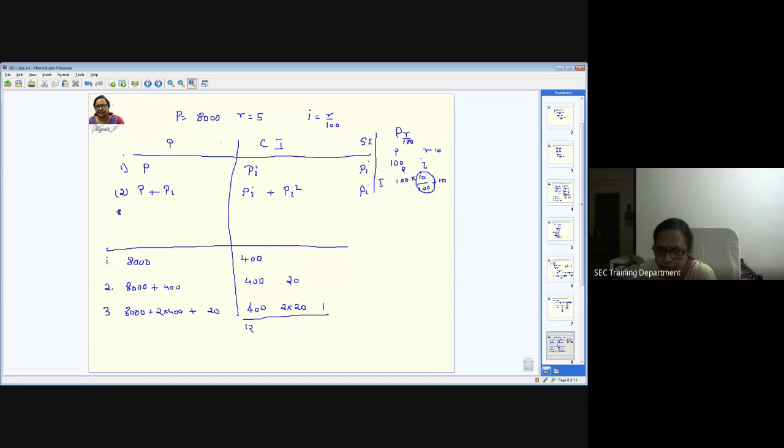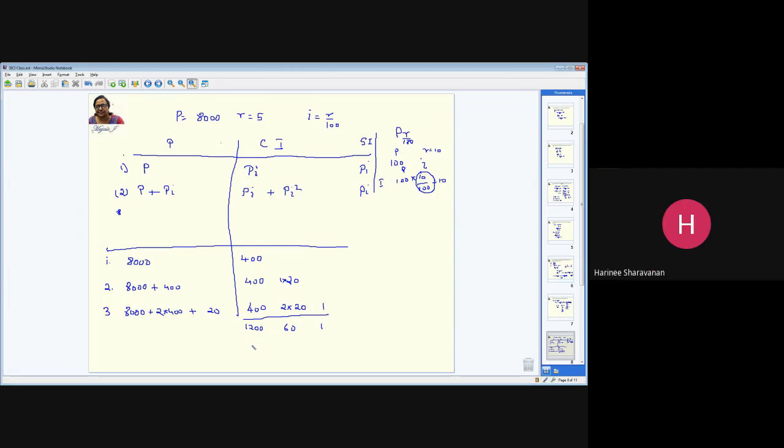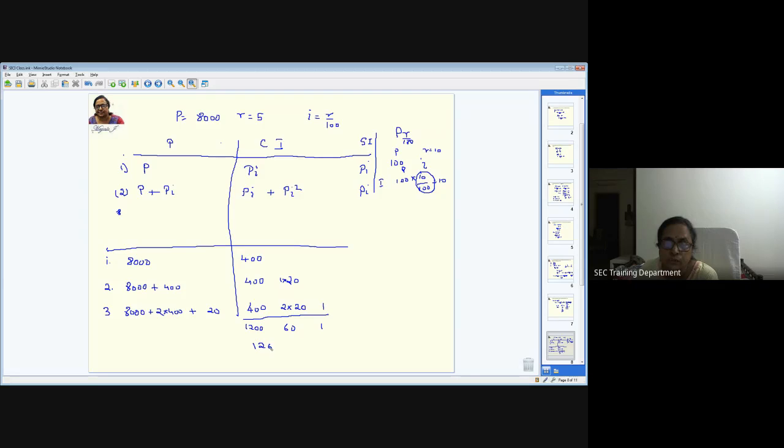So this is 3 times 400, which is 1200. And this is 3 times 20, which is 60, and this is 1. So when you add all this, what is the total amount? 1261. And what is the original amount? Principal 8,000. So when you add this, this is going to be your amount. Only interest is nothing but 1261.